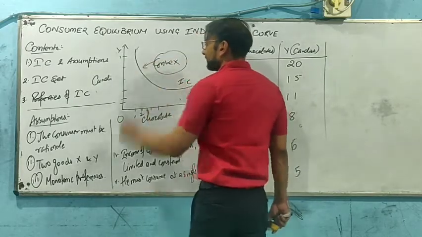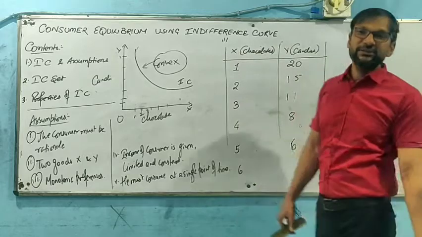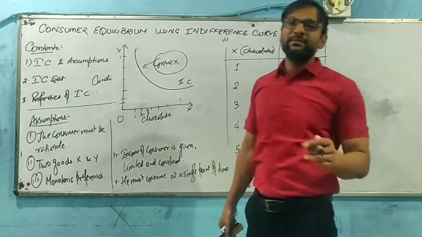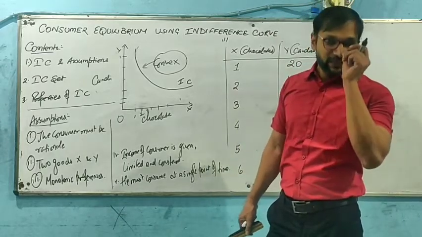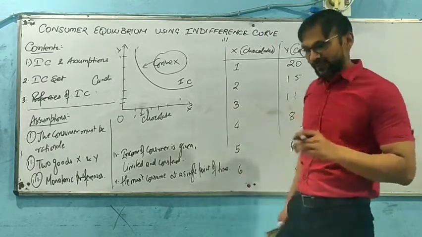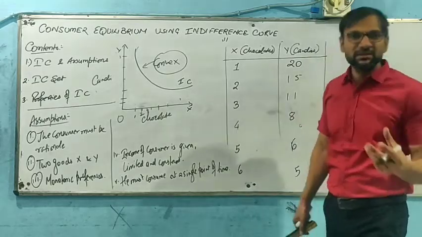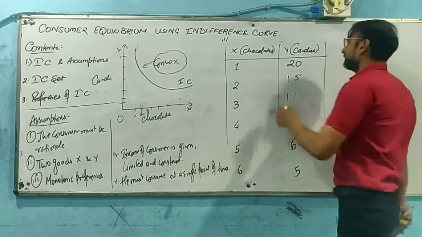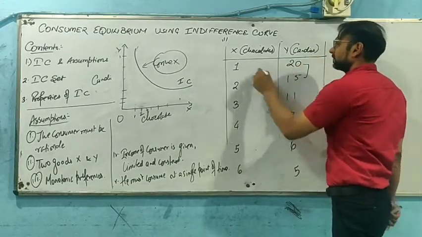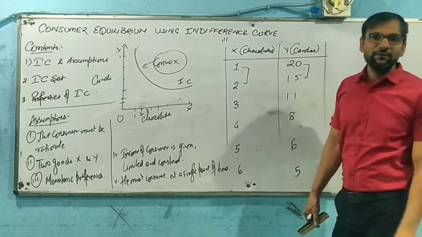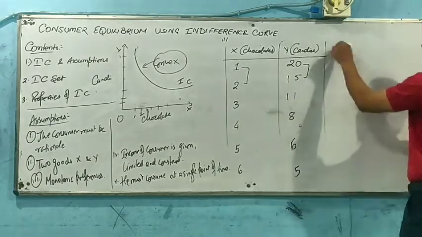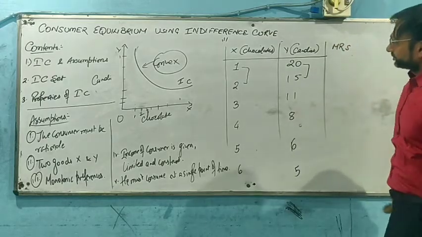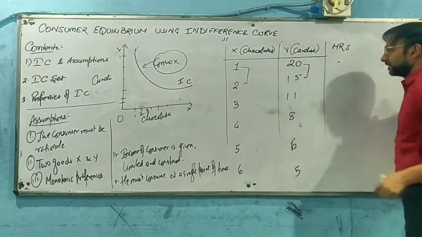This curve is basically convex to the point of origin, and the main reason behind this convexity is the diminishing marginal rate of substitution. Now we have come to the other term, that is marginal rate of substitution. It is basically the rate of sacrifice that is being given in order to gain an additional unit of another good. So if we talk about MRS, marginal rate of substitution, in the first case it will be nil.